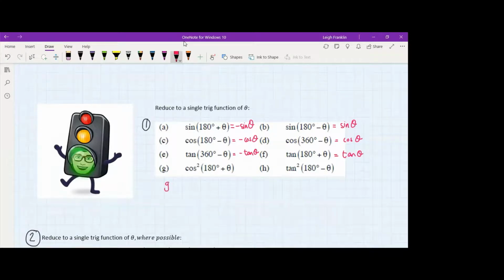Okay, so here, this is what we were supposed to do. Cos of 180 plus theta reduces to negative cos theta because it is quadrant number 3, and I have to square it, so it reduces to positive cos squared theta. And then with H, tan of 180 minus theta is quadrant 2, so this reduces to negative tan theta, and then I have to square it, in other words, multiply it by itself, so this reduces to tan squared theta, like so.